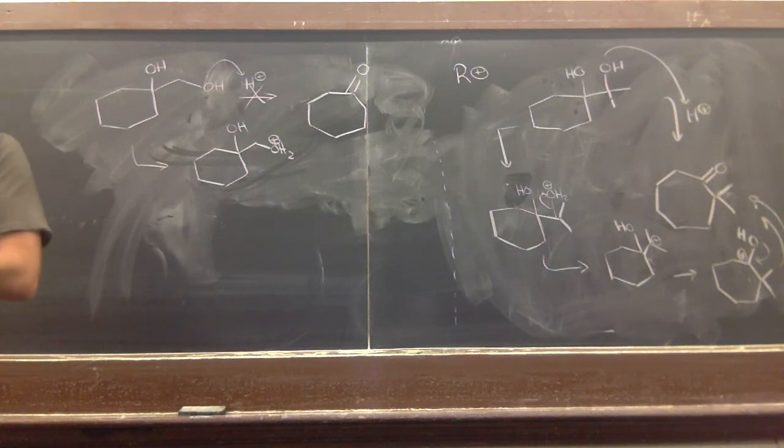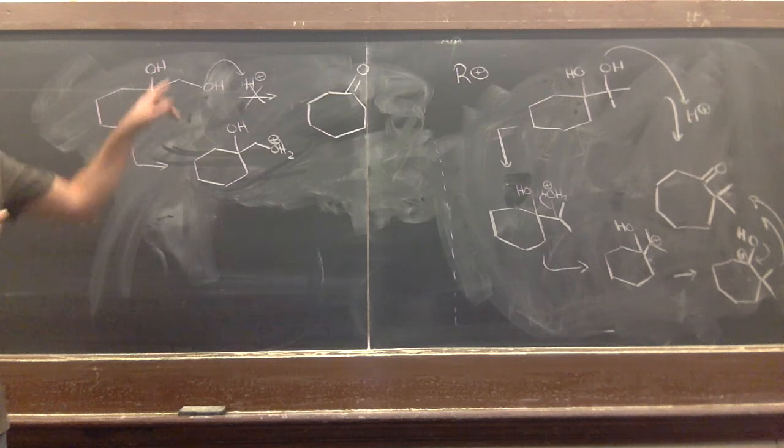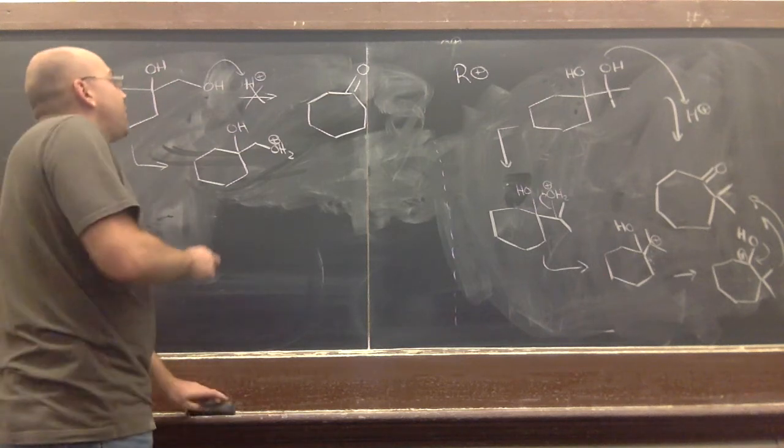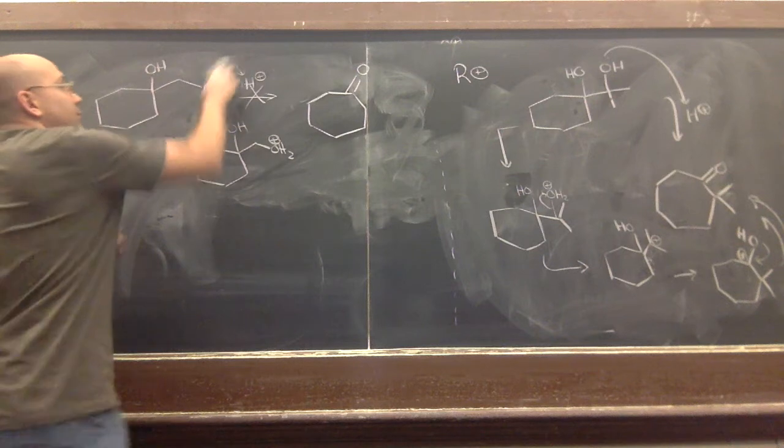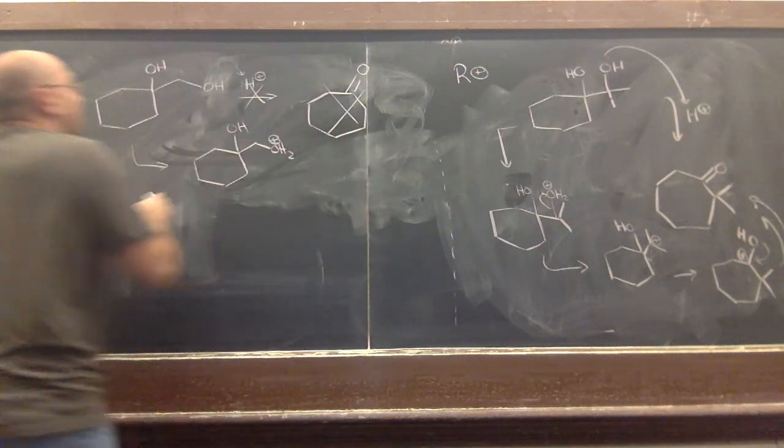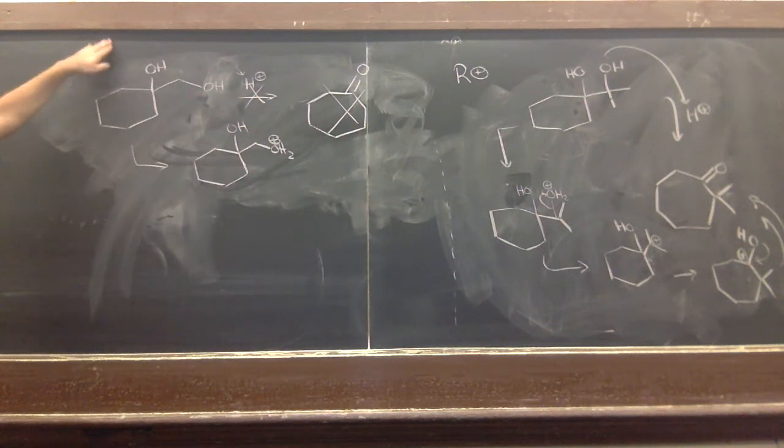If we were to predict what the product would form, because we are under acid, we've got two alcohols, what would happen if instead of protonating this alcohol, instead we protonated this alcohol? Let's go through and try and predict what the product of that transformation would be.